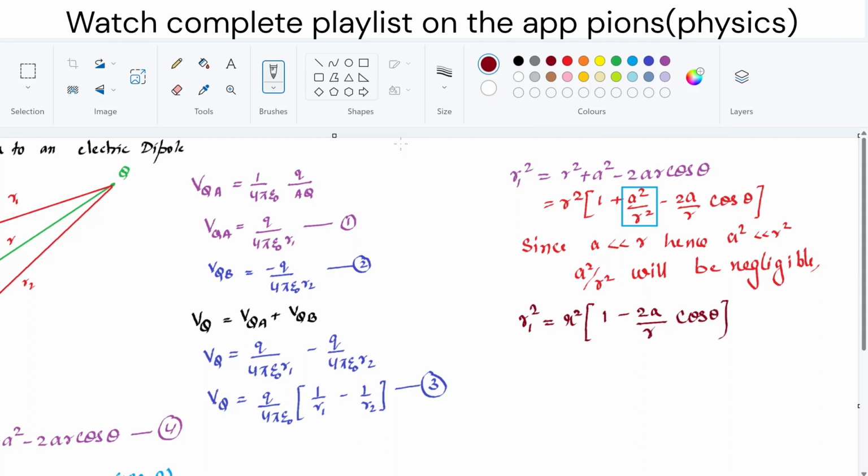Correct? Now let's reciprocate both the terms. On reciprocation, let's write it as 1 by R1 square. This will be 1 by R square.